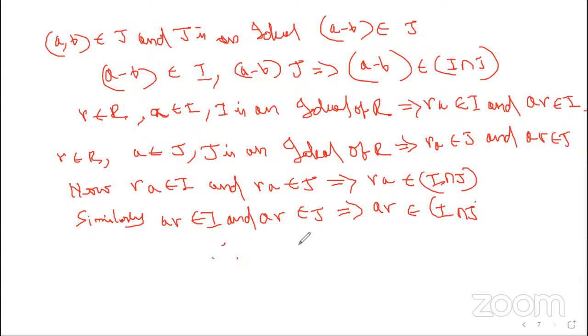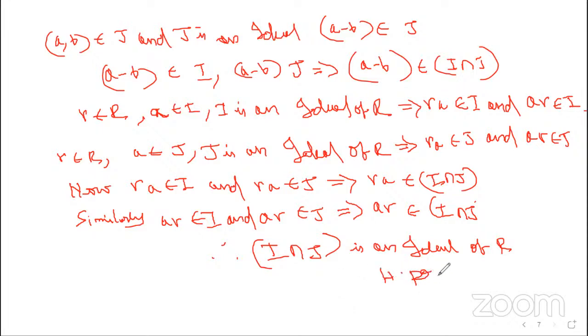Therefore, I intersection J is an ideal of R. Hence proved. This completes the proof.